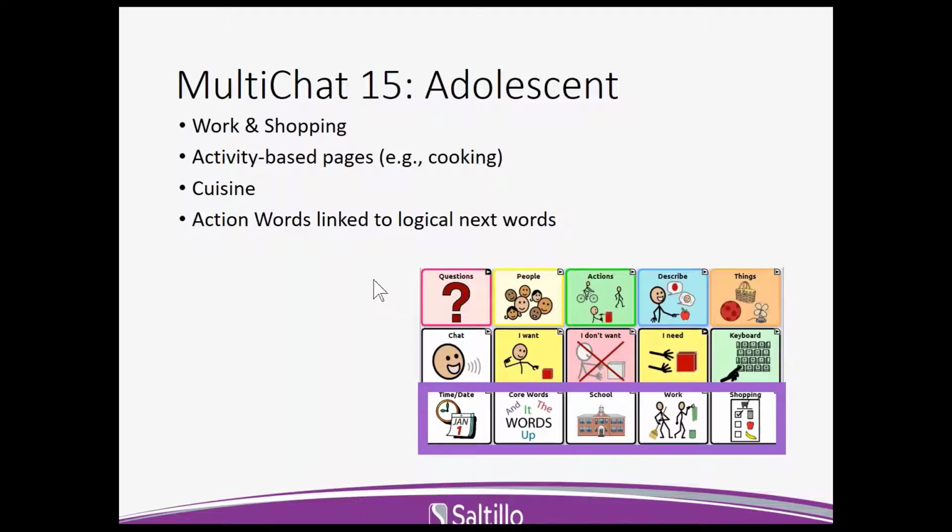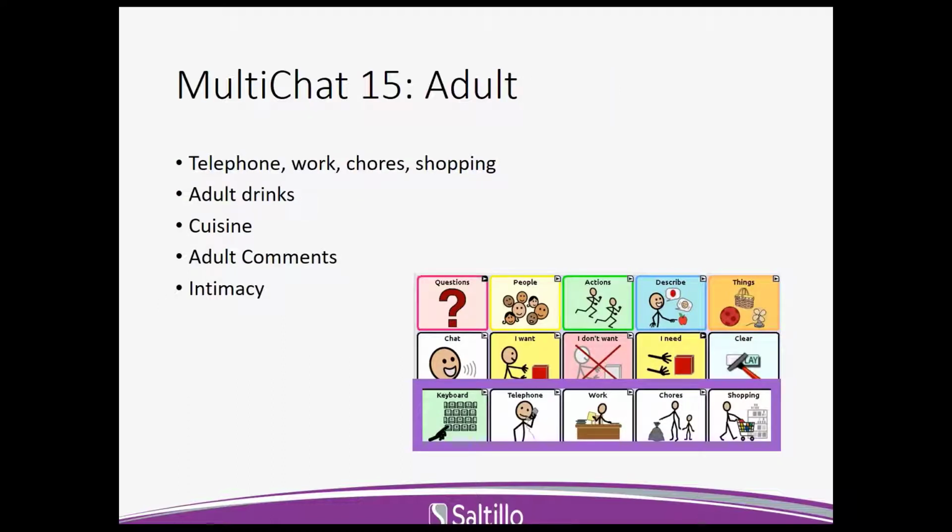Over the years, when the requests for the adolescent and adult file continued to be requested, we made smaller changes to reflect those language development and changes for those populations. The main page, as we noticed, just changed there. The action words linked to the logical next words update to be more age appropriate. More different cuisine is available, and more activity-based pages that are age appropriate. And the things that were changed with the adult file, again, we added those telephone, work, chores, and shopping. There's adult drinks, adult cuisine, adult contents, and intimacy type vocabulary available.